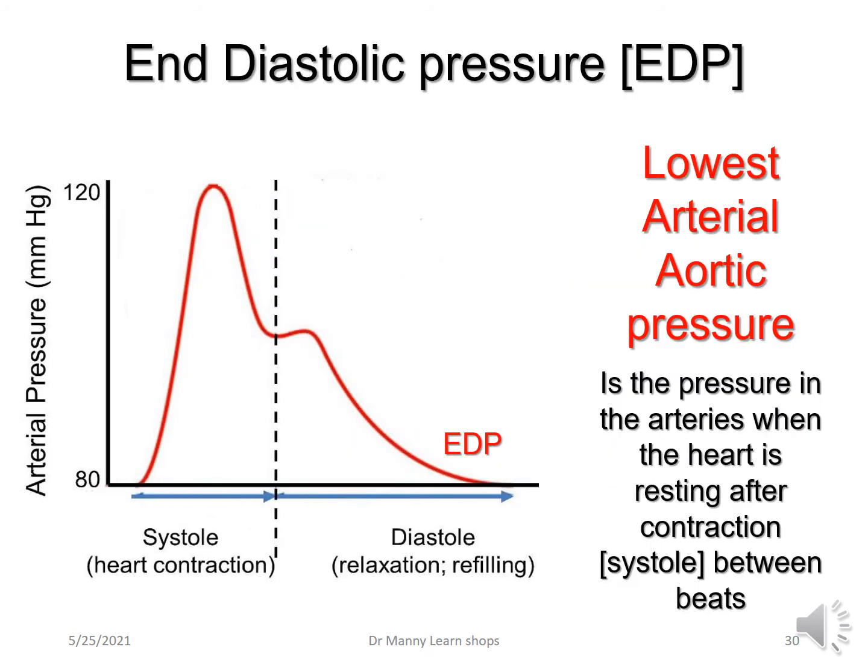Then we've got the end diastolic pressure. And this is the lowest pressure in the arteries, aorta. And this is the pressure in the arteries when the heart is resting after contraction, which is systole, which is emptying. And this occurs between beats.